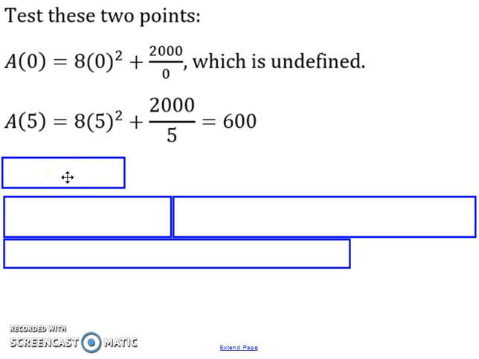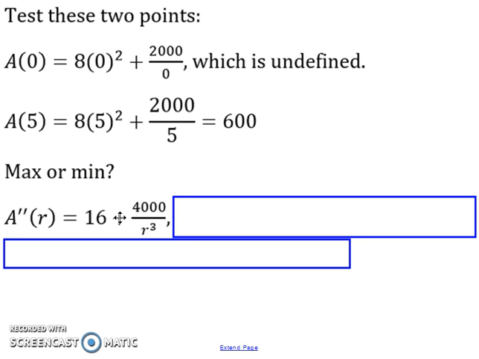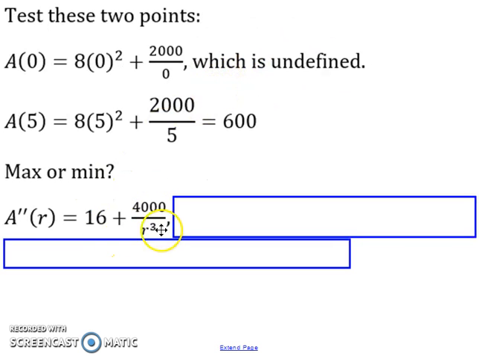We were asked to minimize the amount of aluminum that we use, which is measured in area or surface area. And so presumably the answer is 600, but I just need to know, is this a maximum or minimum? One way to tell that would be to take the second derivative, because that's going to tell us concavity. And so if you look back at the first derivative on this page, if you take the derivative of that to get the second derivative, you'll see it's this.